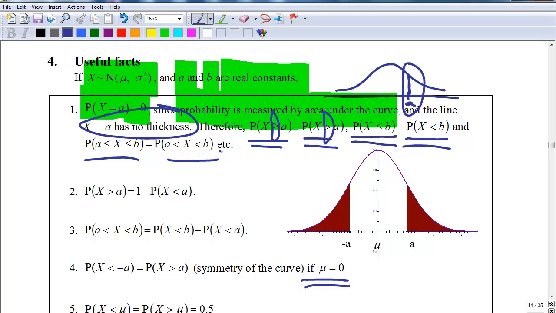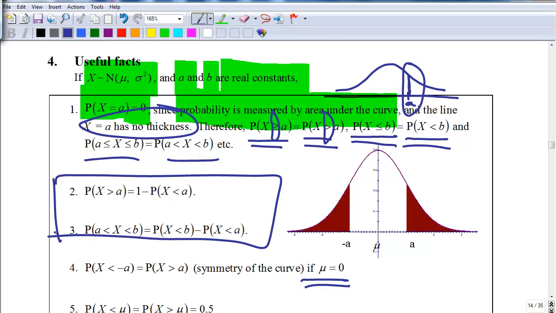Then for facts 2 and 3, now these are things that we have seen before. Because we want to use the CDF function in your GC, before I can key in bigger than A, I have to change it to a less than sign so that I can use the CDF function. So same thing here. I have X bigger than A and less than B. I have to rewrite it as probability X less than B first, then minus the probability X less than A.